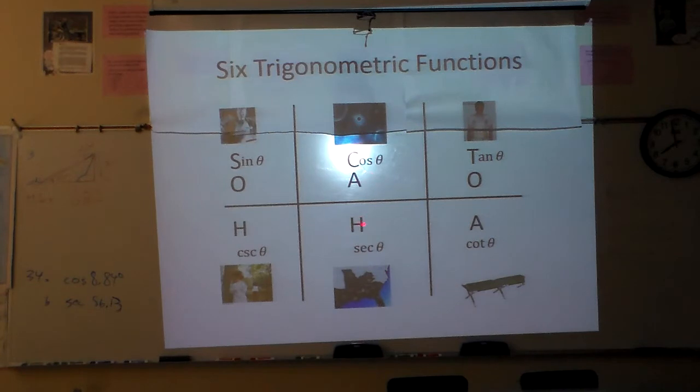Cosine is adjacent over hypotenuse, so secant would be hypotenuse over adjacent. Tangent's opposite over adjacent, so cotangent is adjacent over opposite. They are the reciprocal relationships on top. This is something that needs to be memorized.